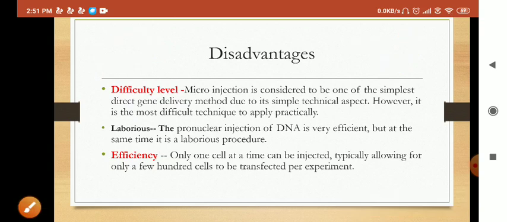So yes, in microinjection also you have such kind of activity. It needs a very, very specialized and experienced person to conduct it.